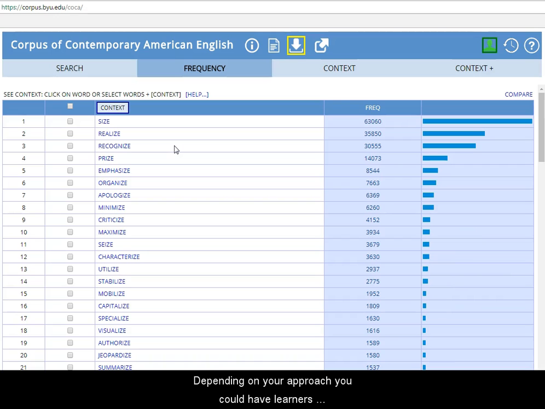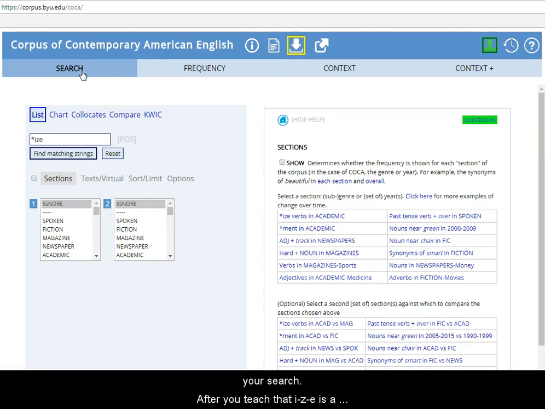Depending on your approach, you could have learners identify the part of speech of words produced by the list and inductively reason that IZE is a suffix indicating a verb form. Or, if you prefer a deductive approach, you could adjust your search. After you teach that IZE is a common word part indicating a verb, they can produce the most common examples of verbs ending in IZE by setting the part of speech to search.